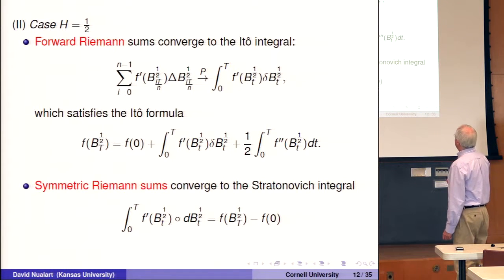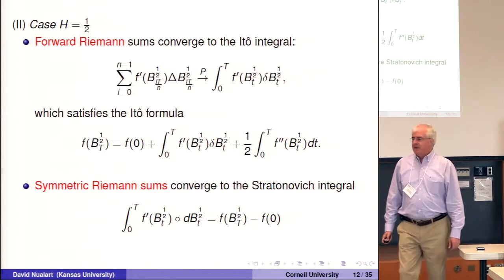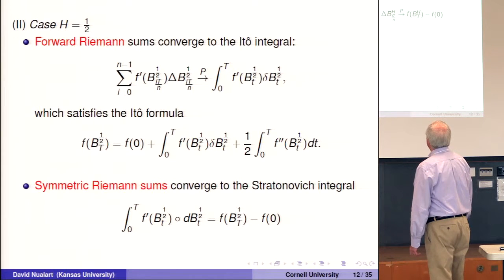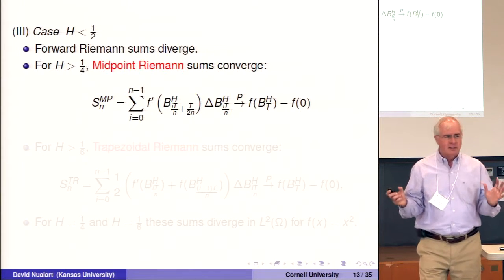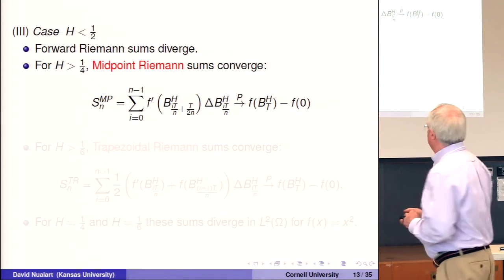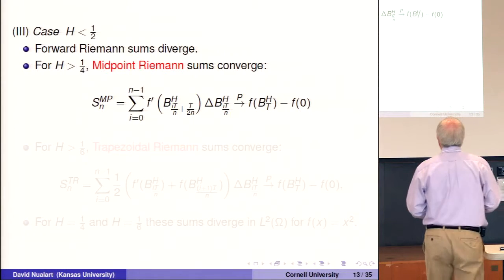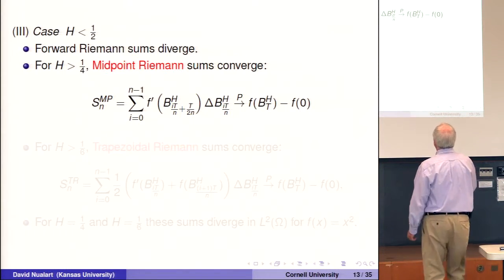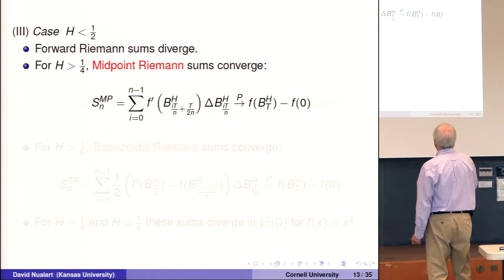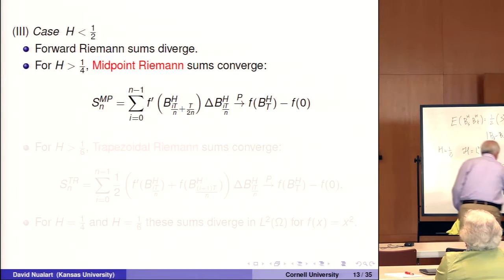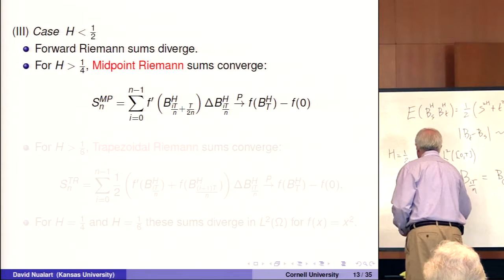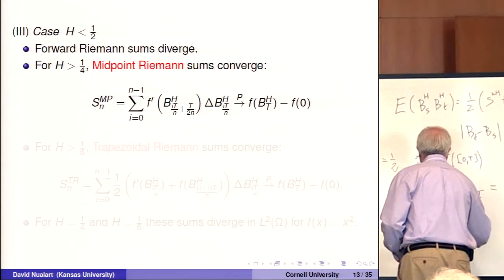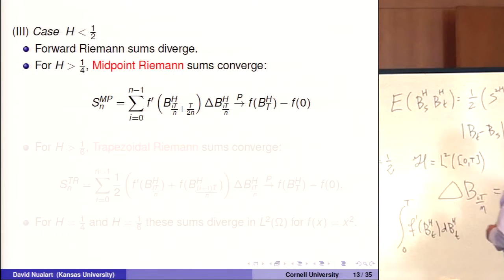So what happens if you do this procedure for H less than 1/2? The first thing is that forward Riemann sums diverge, and you need to use symmetric Riemann sums. Otherwise, you get divergence. And then if you use symmetric Riemann sums, then the limit exists, and is what you want. So I'm talking about the particular case of the integral of f prime(B^H_t) dB^H_t. So what they want to do is to define this integral as the limit of Riemann sums.